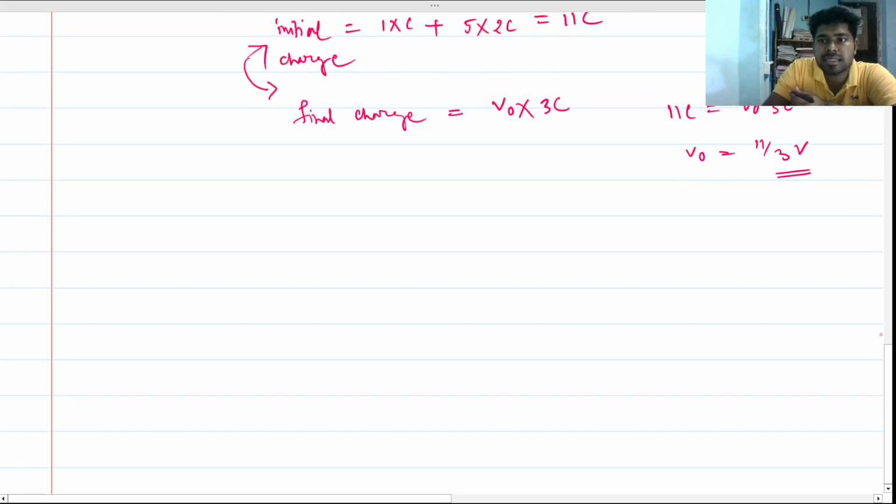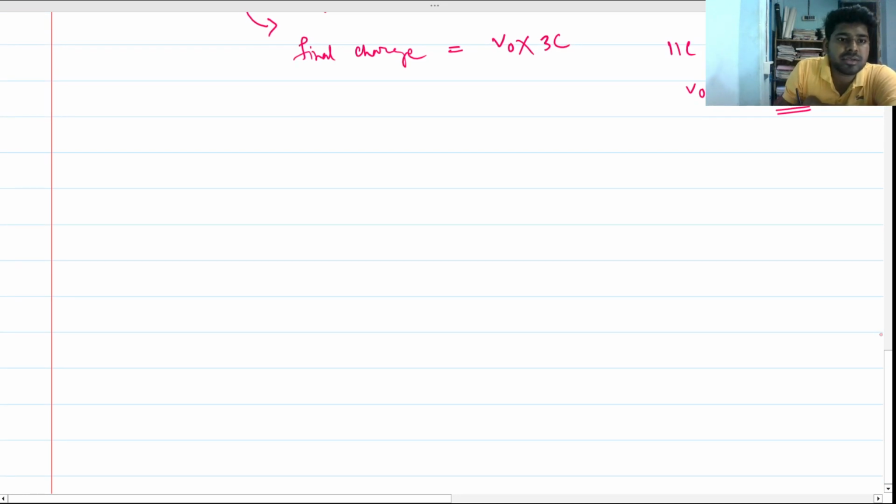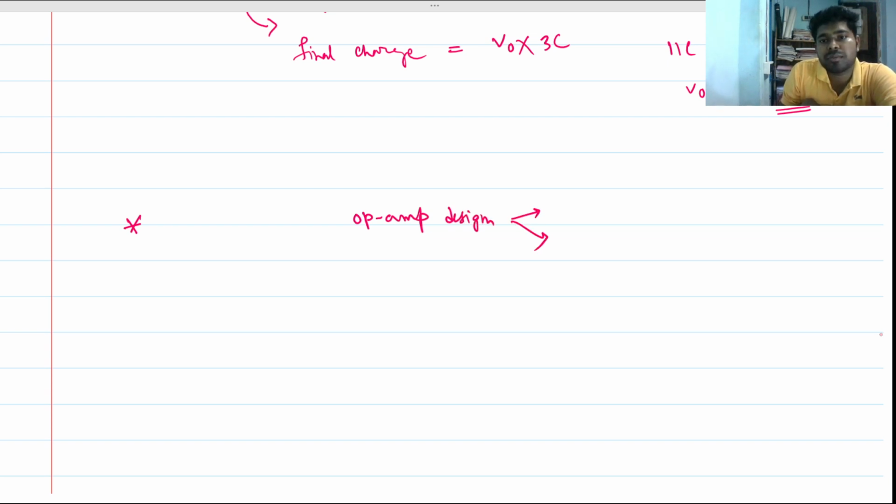I think after that sir asked me what I have done till now. So I said that I have done op-amp design: two-stage op-amp, single stage op-amp, from block level to transistor level.